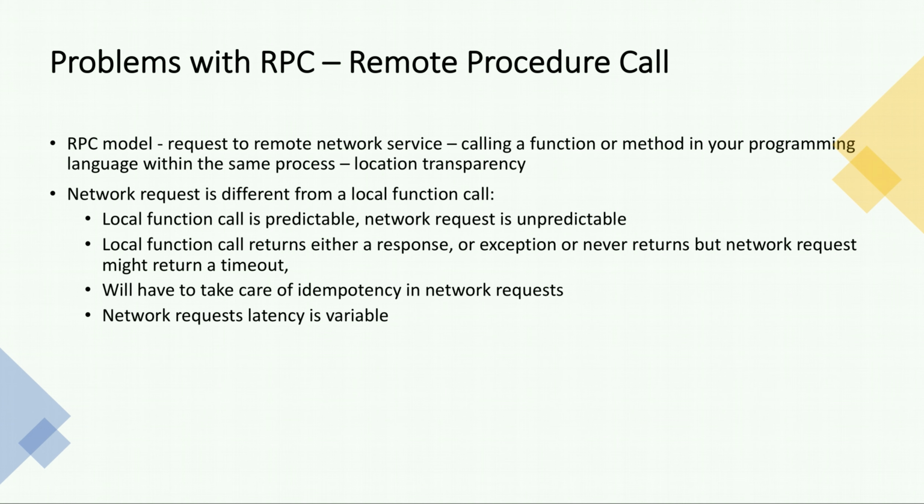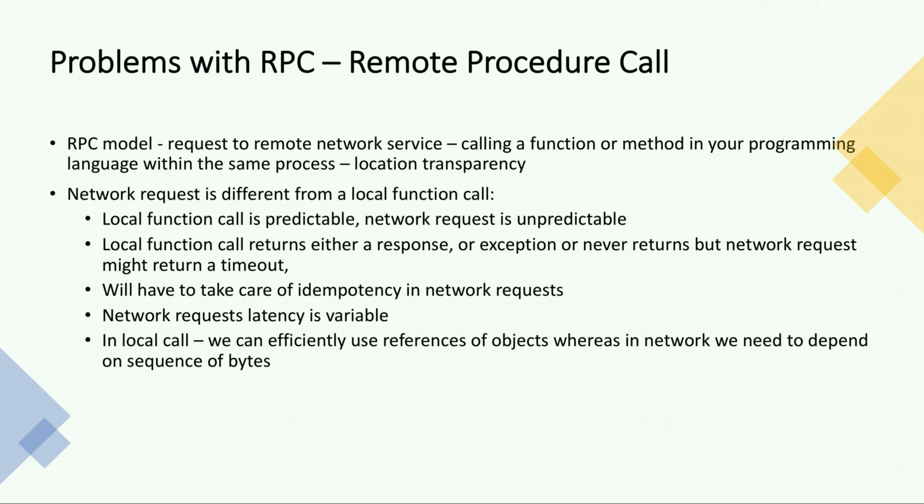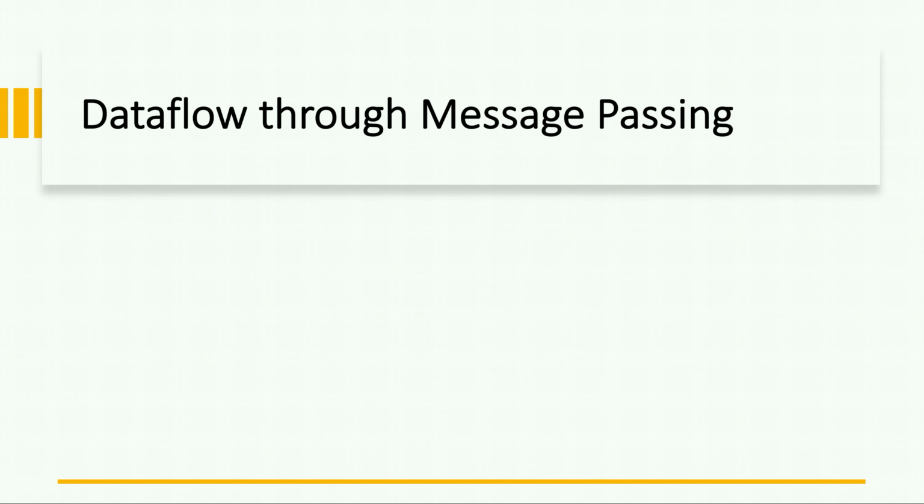Every time we call a local function, it normally takes the same amount of time, but a network request is much slower than a function call and its latency can be variable. And when we call a local function, it can efficiently pass a reference or a pointer to objects in local memory. When we make a network request, all those parameters need to be encoded into a sequence of bytes that can be sent over the network.